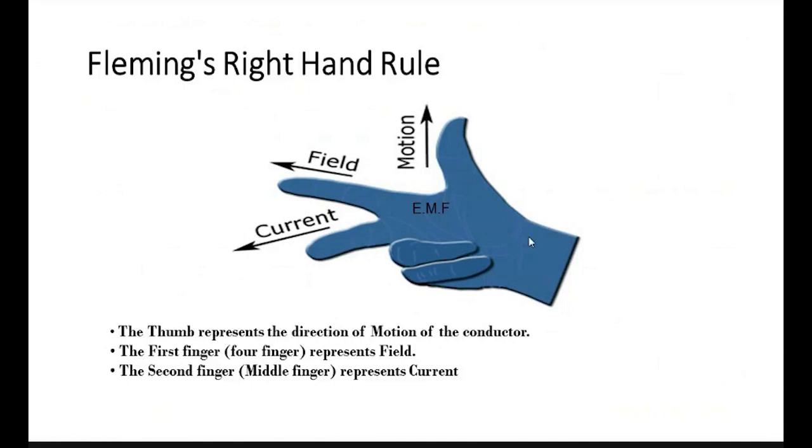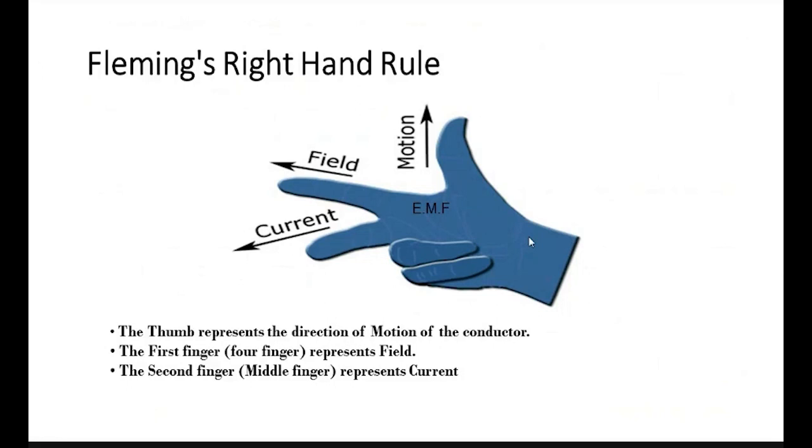The thumb indicates the motion of the conductor. The forefinger indicates the lines of flux, that is, the magnetic field direction. Then the middle finger always indicates the current direction. This is the simple statement behind Fleming's right hand rule, which is used to determine the direction of induced EMF in a DC generator. So the right hand rule is only applicable for the DC generator.